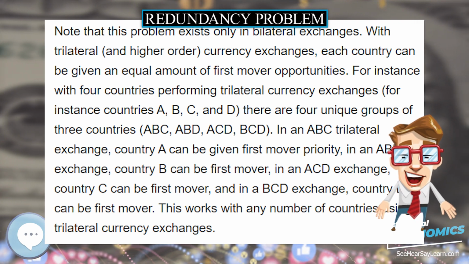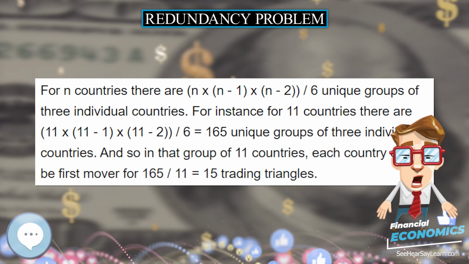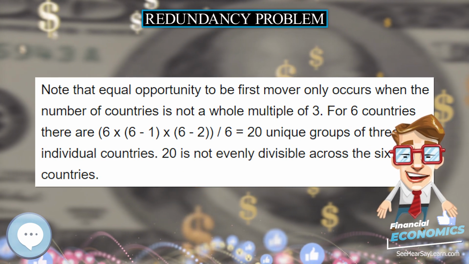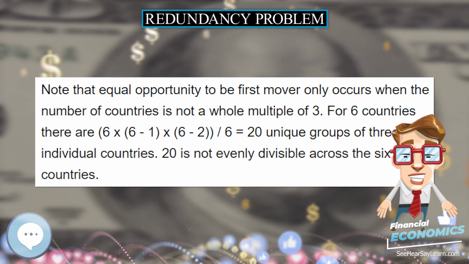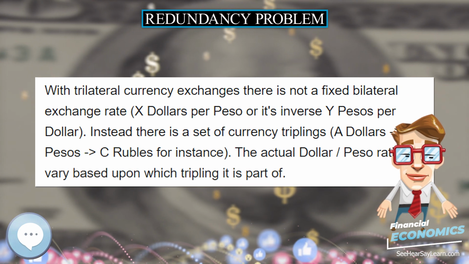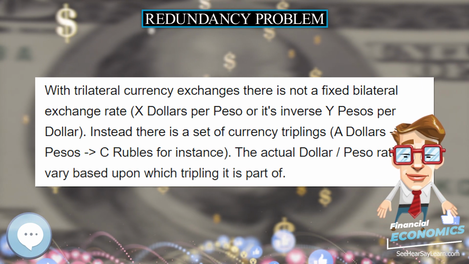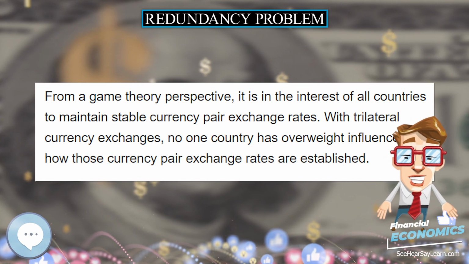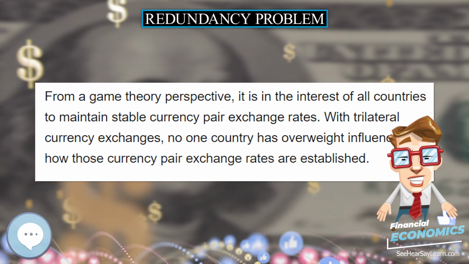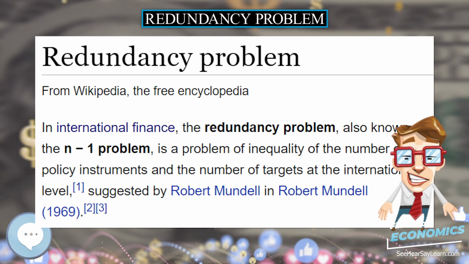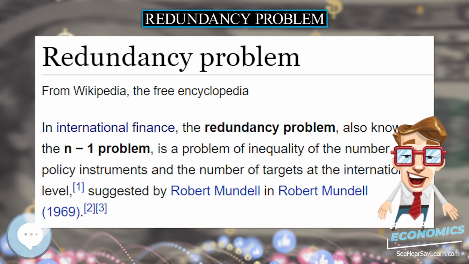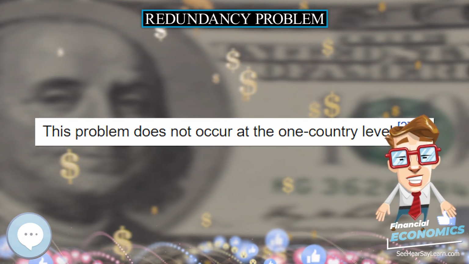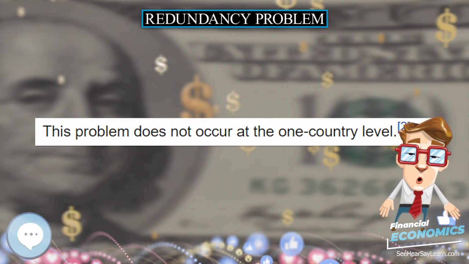For n countries there are n x (n-1) x (n-2) / 6 unique groups of 3 individual countries. For instance, for 11 countries there are 11 x (11-1) x (11-2) / 6 equals 165 unique groups of 3 individual countries. And so in that group of 11 countries, each country could be first mover for 165 / 11 equals 15 trading triangles.